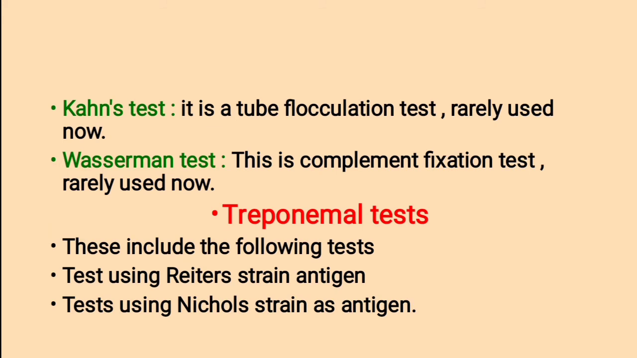Kahn's test is a tube flocculation test. It's rarely used now. And the Wassermann test is a complement fixation test, and it's also rarely used now. Treponemal tests include the following. First one, tests using Reiter strain antigen. Second one, tests using Nichols strain as antigen.